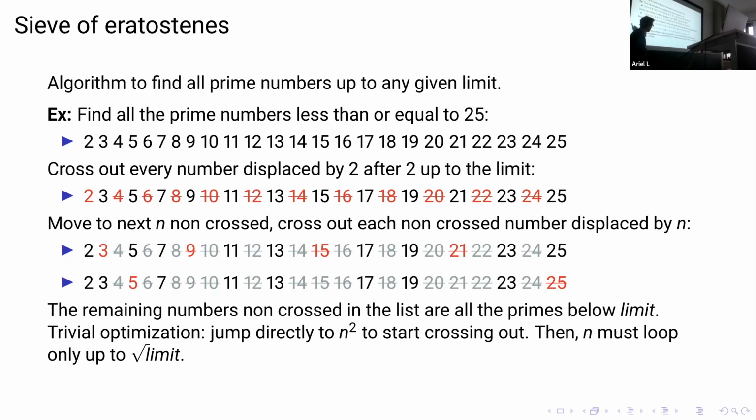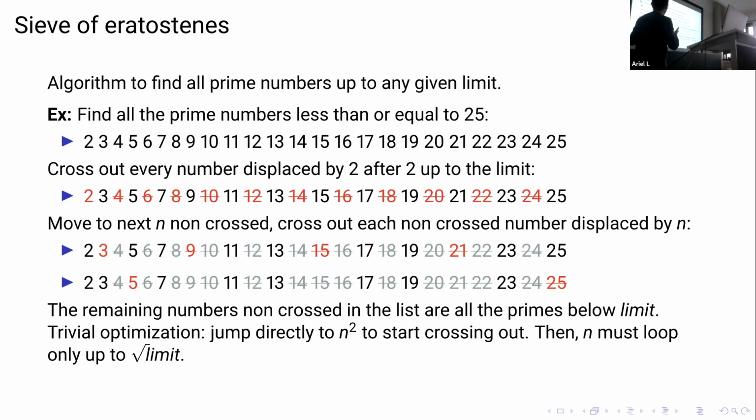So I can actually jump directly to n squared, so to 25. You see, it's the first one that I still have available to cross out, and then move from n squared up to the end. So you see again, also when we did this step, I went directly up to 9. It's the first non-cross. So 6 was already crossed because it's a multiple of 3 and 2.